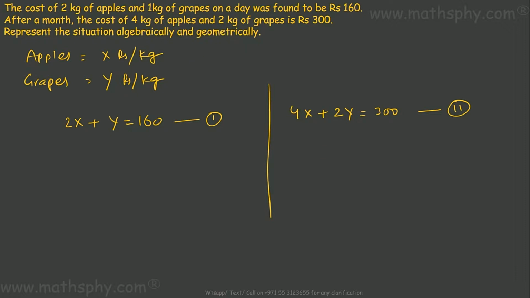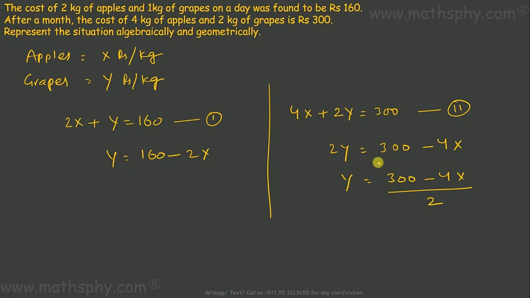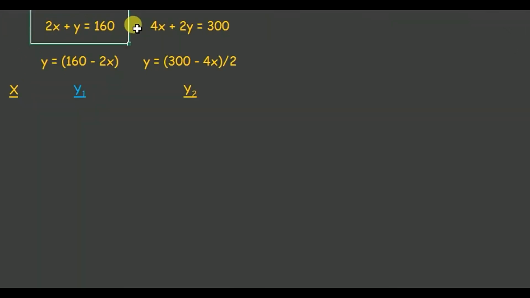Let's get into geometric. So y would be 160 minus 2x here. So 2y would be 300 minus 4x. Y would be 300 minus 4x over 2. This one here and this one here will give me geometric expression. This is first equation, 2x plus y is equal to 160, which gave me y is equal to 160 minus 2x. Second equation, 4x plus 2y equals to 300, which gave me y is equal to 300 minus 4x over 2.